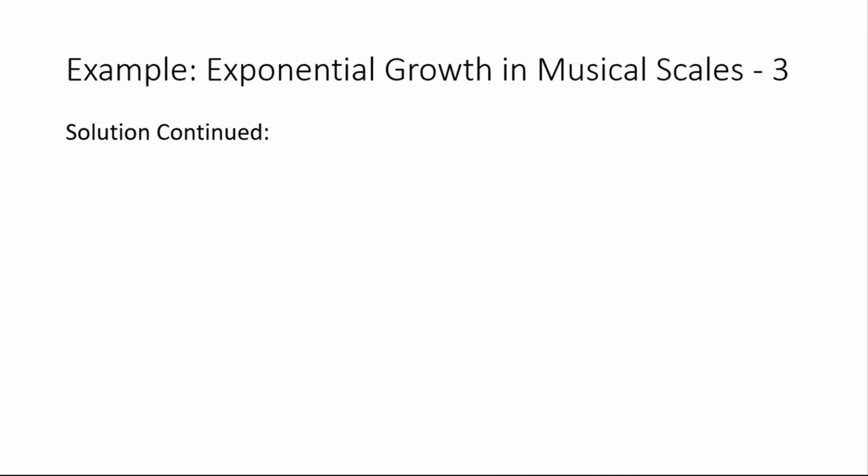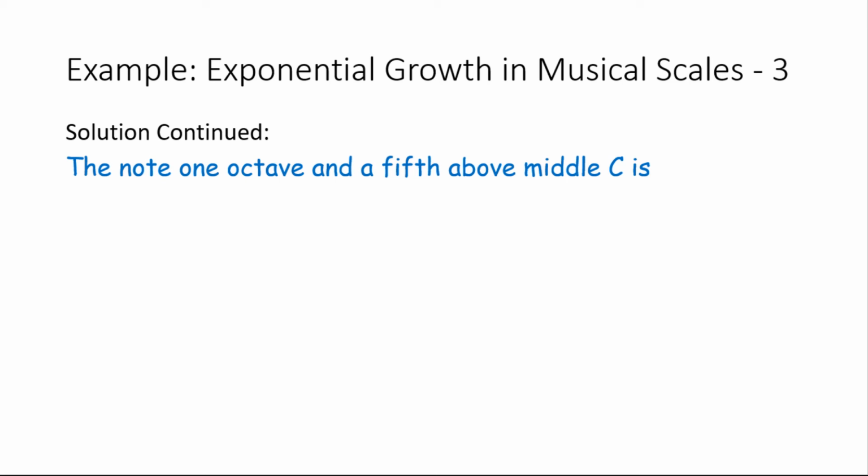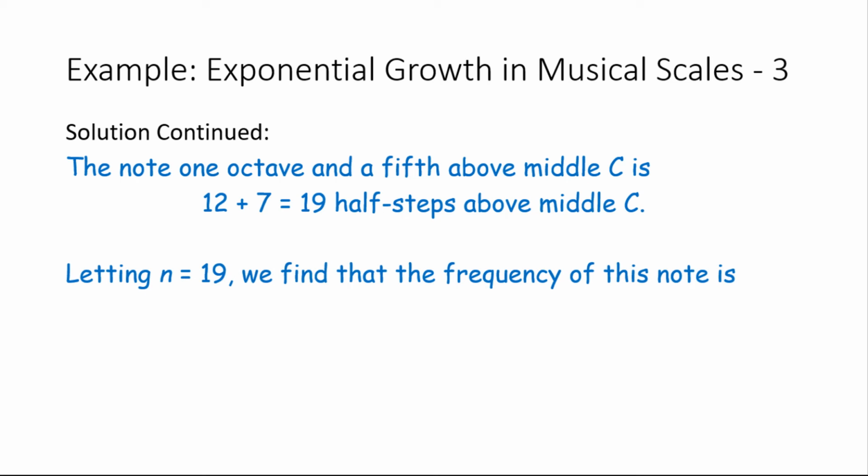Let's continue with that problem. The note 1 octave and a fifth above middle C is 12. Remember, there's 12 half steps in an octave plus 7, which is equal to 19. So 19 half steps above middle C. Letting n equal 19, we find that the frequency of this note, Q, is approximately Q0, which we use 260 for middle C, times 1.05946 to the power of 19, which gives us approximately 779 CPS.